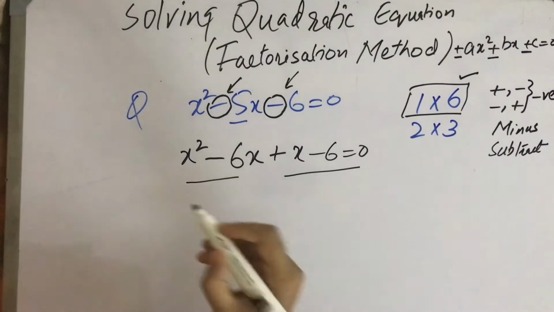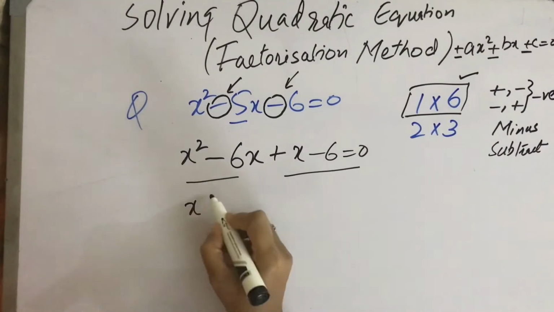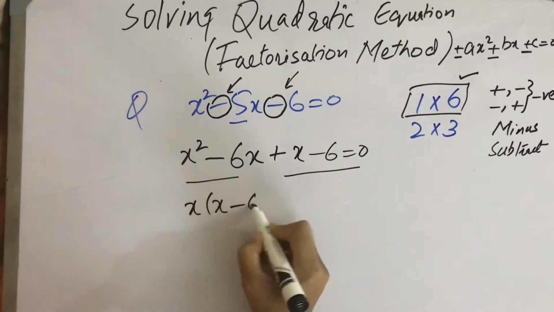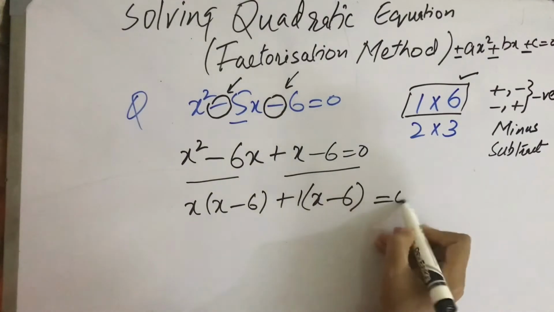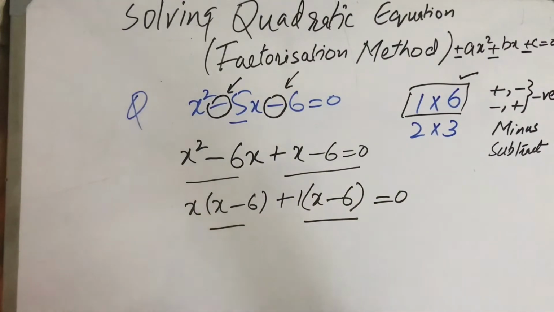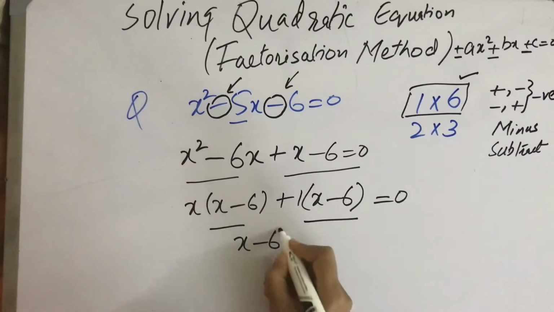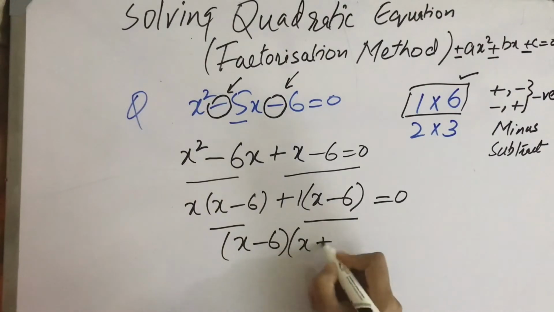two pairs. From the first pair, I shall take x common. I will have x minus 6 and then 1 common, x minus 6. Here you will come to know that this factor should be same. If it is not same, it means that you have done something wrong. This is same. Take it outside.